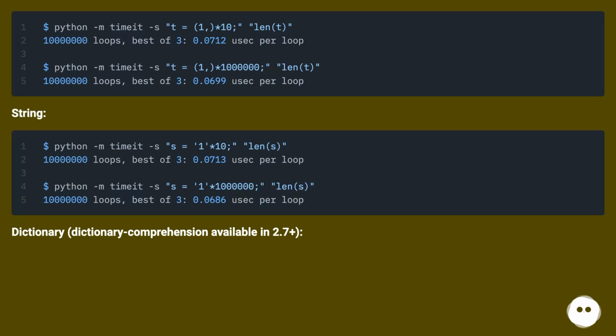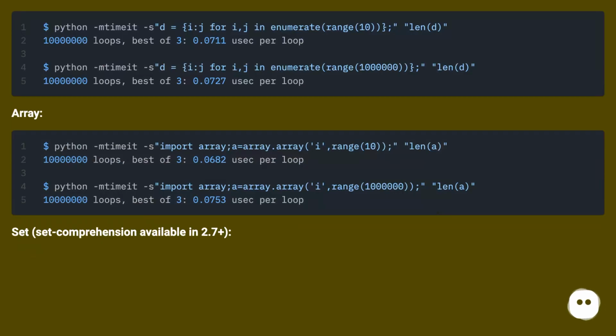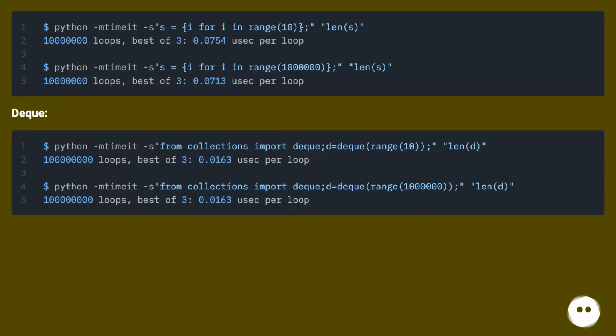Dictionary. Dictionary comprehension available in 2.7 plus. Array. Set. Set comprehension available in 2.7 plus. Deque.